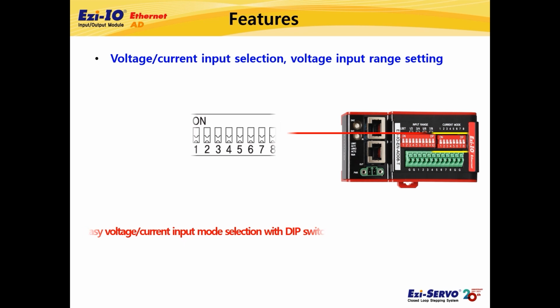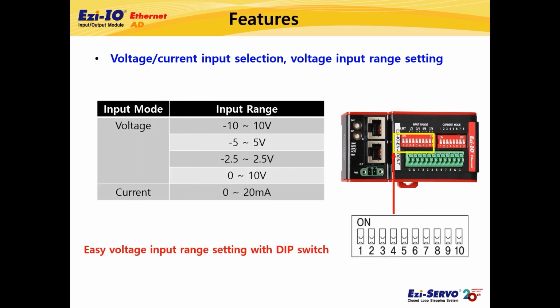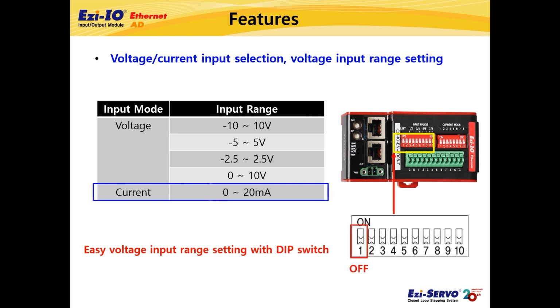In the case of the input range, in voltage input mode, it can be set by parameters with Ethernet communication or by adjusting the dip switch. For the voltage input range, there are 4 settings: -10 to 10 volts, -5 to 5 volts, -2.5 to 2.5 volts, and 0 to 10 volts. When using current input mode, set number 1 of the input range setting switch to off to set the current input range via Ethernet communication, and the current input range is 0 to 20 mA.